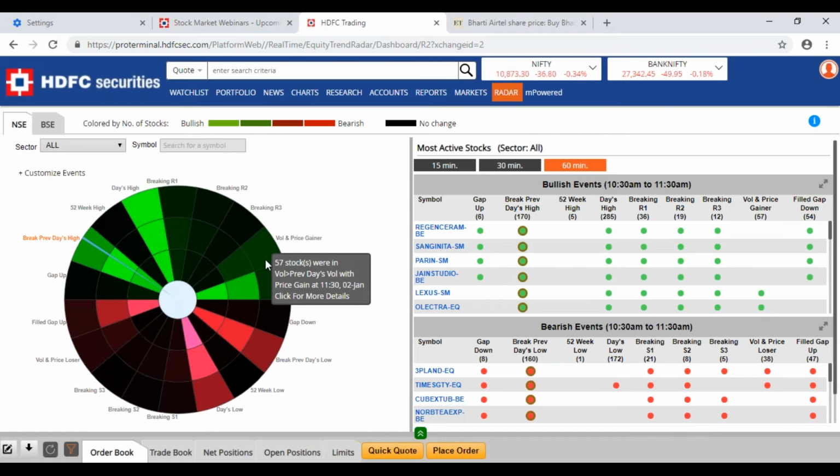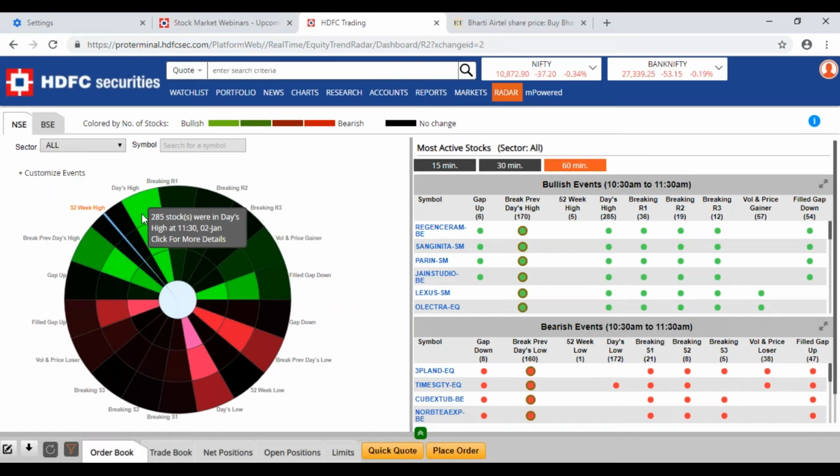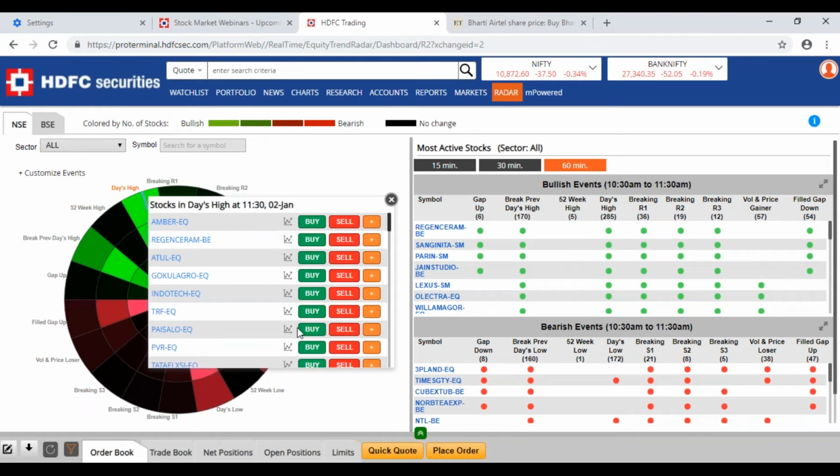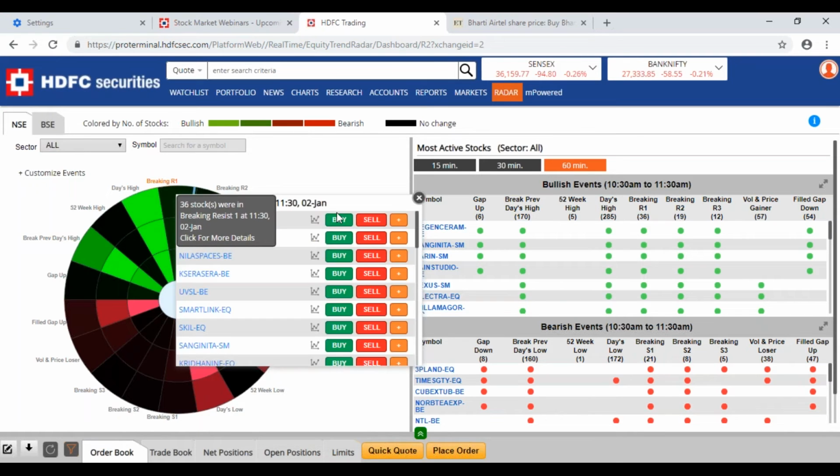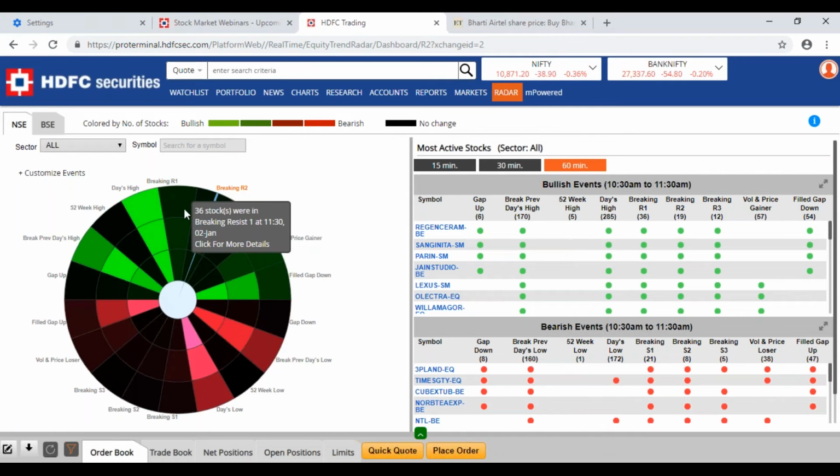So with lightning speed, the traders can analyze the stocks. The stocks which are here, you can see they have broken the day high. Between 11:30, there were 285 stocks. And the moment you click on it, the list of stocks will be displayed. Right from here, you can buy or sell. Similarly, you want to see how many of them have broken R1, resistance 1. So you can see 36 stocks. The moment you click on it, it will immediately display the list of stocks, and you can make your purchase decision right here. As you expect that it might break R2 and R3 as well, accordingly things will go.